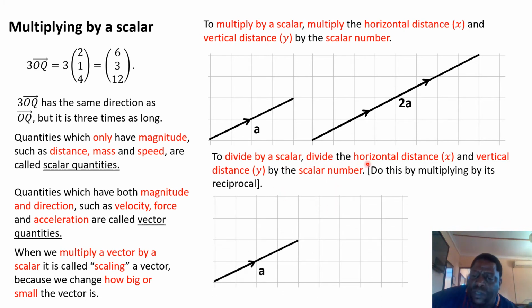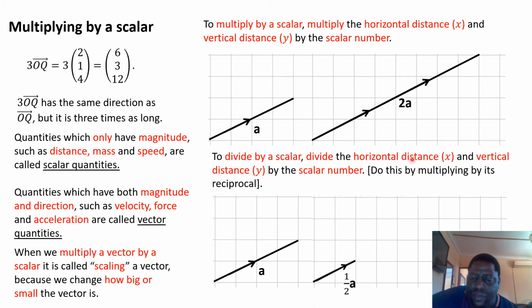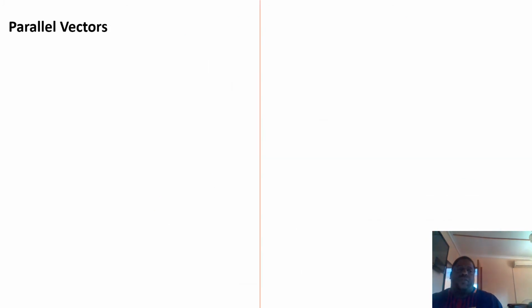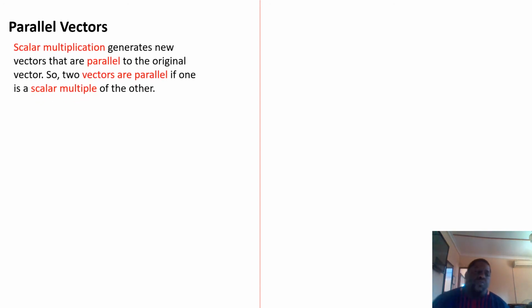So divide by a scalar: divide the horizontal distance by whatever that x value is, and the vertical distance by whatever that is. Right, so half into that. So scalar quantity means you just halve, making that vector smaller. Right, so let's come back to parallel vectors.